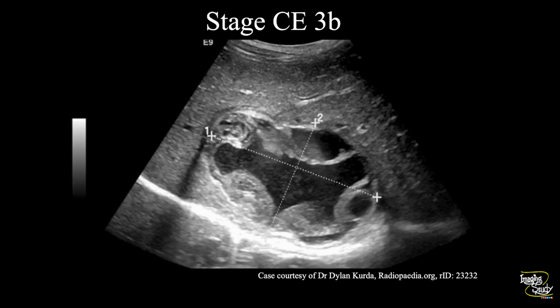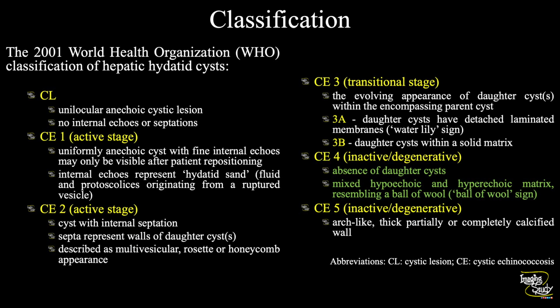Here you can see a subcostal ultrasound scan showing a large oval-shaped cystic lesion with a few daughter cysts within the main parent cyst. You can see these areas are quite solidified, indicating it as a stage 3B cystic echinococcosis. Stage 4 is the inactive or degenerative cyst. There will be absence of daughter cyst. There will be mixed hypo and hyperechoic matrix forming a ball of wool sign.